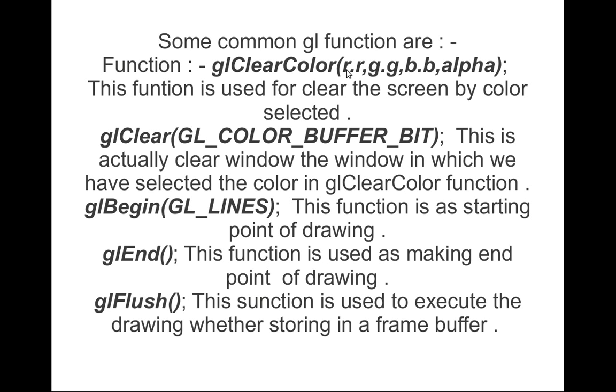The values range from 0 to 1.0. The minimum value of floating is 0.0 and the maximum value of floating is 1.0. I will show you later in the programming. These are just the basic inbuilt functions that you have to use. Similarly, r.r represents the red color, g.g represents the green color, b.b represents the blue, and the alpha.